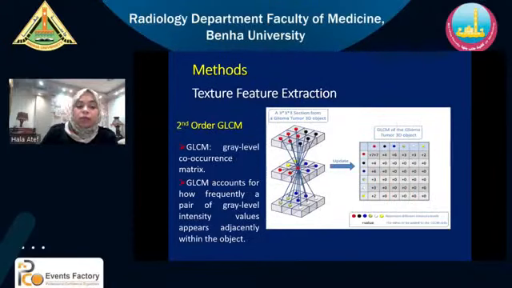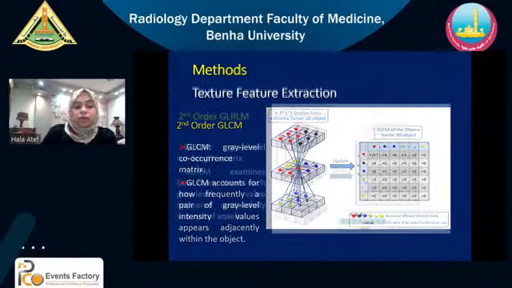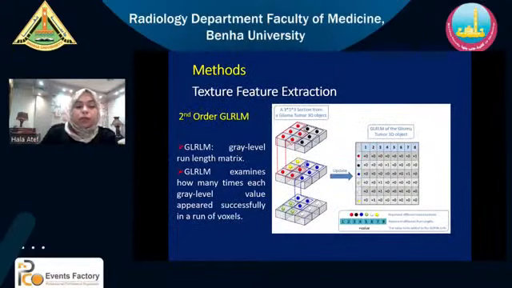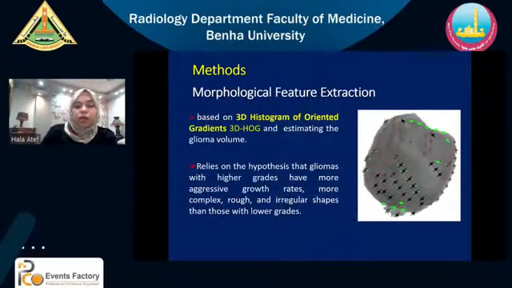The second order gray level co-occurrence matrix accounts for how frequently a pair of gray level intensity values appear adjacently within the object. The second order gray level run length matrix examines how many times each gray level value appears successively in a run of voxels. Morphological feature extraction is based on the 3D histogram of oriented gradients and estimating the glioma volume.